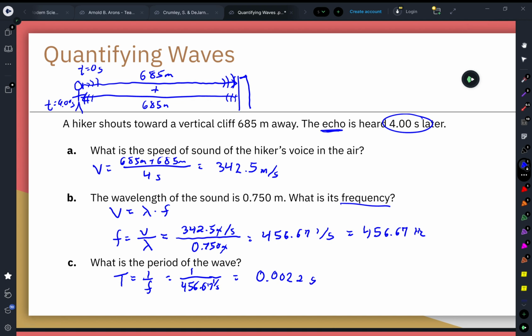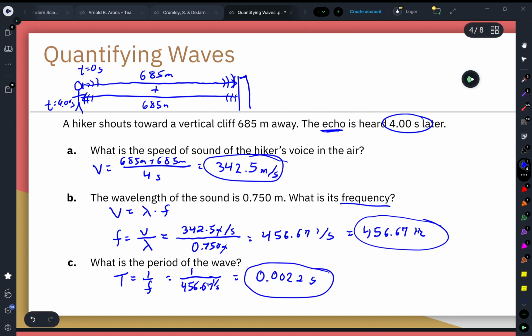So the speed of sound of the hiker's voice in the air, 342.5 meters per second. The frequency of this wave, if the wavelength is 0.750 meters, is 456.67 hertz. And then finally, the period of this wave is 0.0022 seconds.